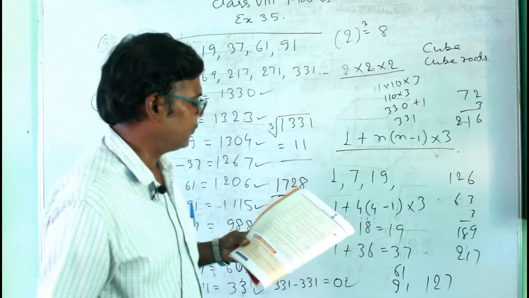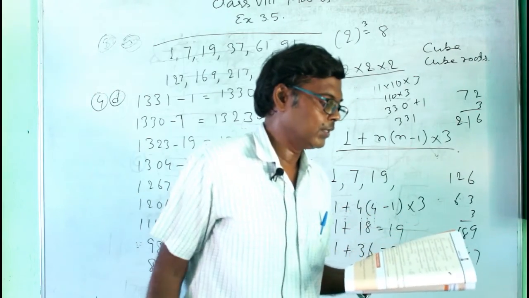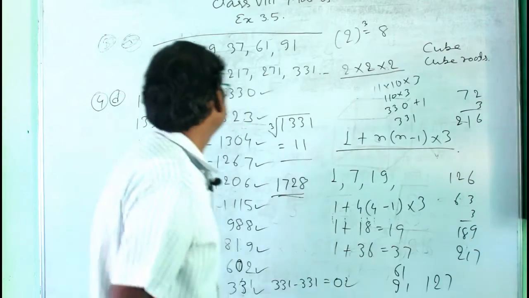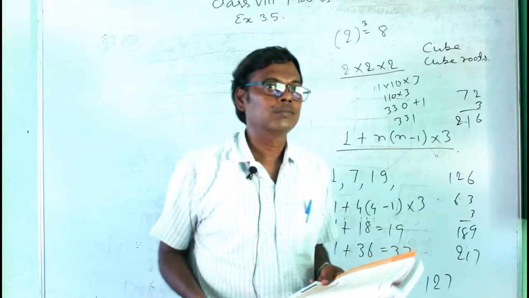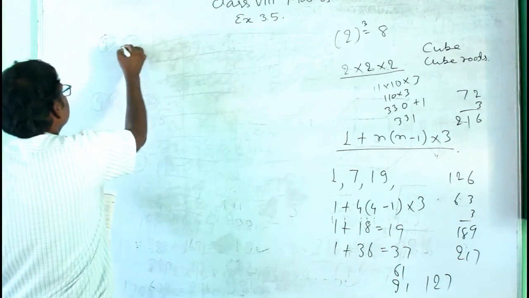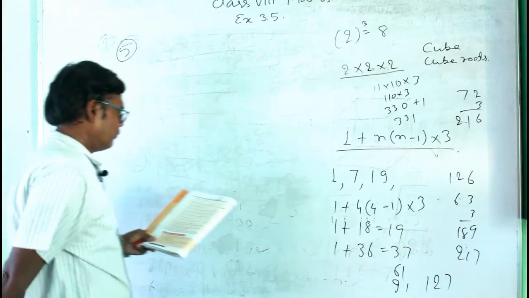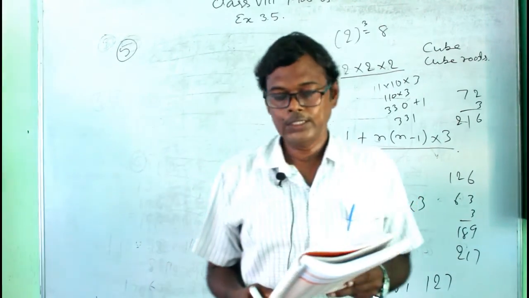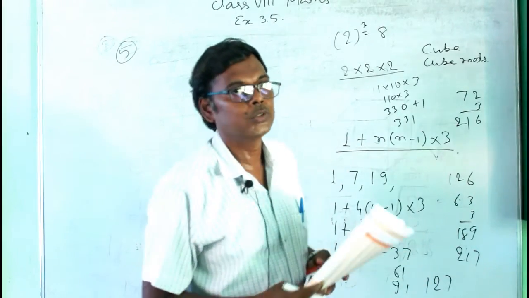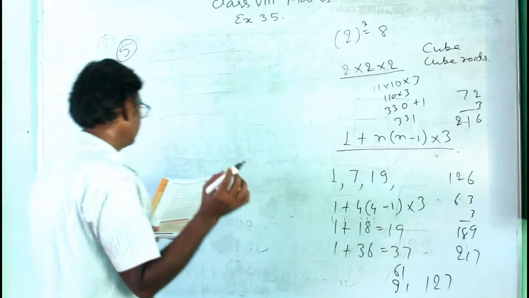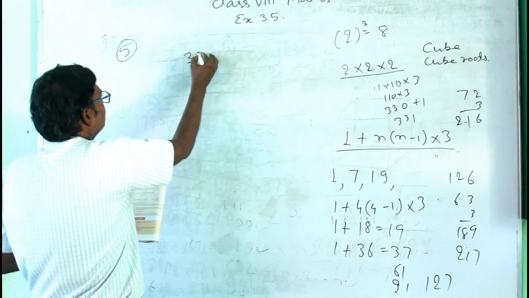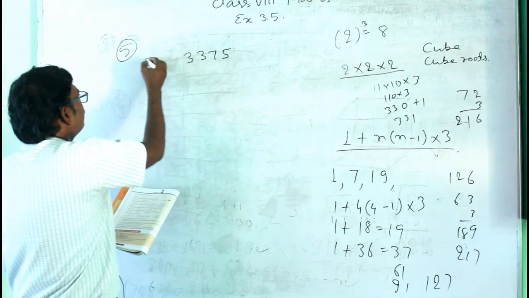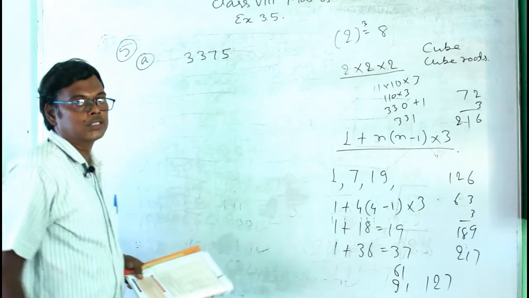Next is number 5. Find the cube roots of the following numbers by finding their ones and tens digit. Question number 5. So in this we have to find the cube roots of the following numbers by finding their ones and tens digit. This is very simple, I will explain you the method. Like 3,375, this is the number, and we have to find the cube root of this number.